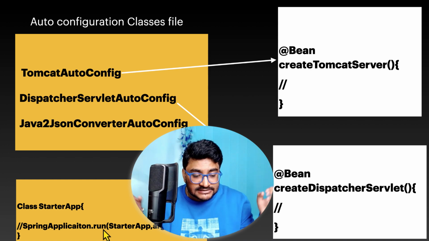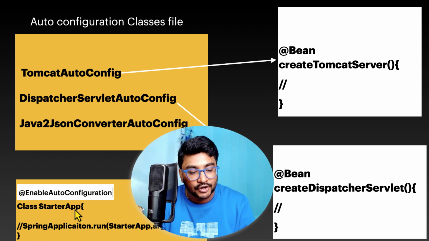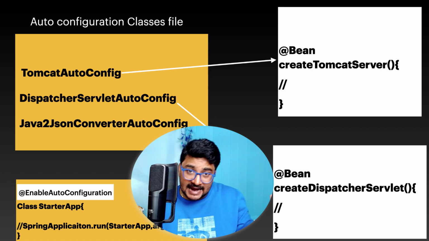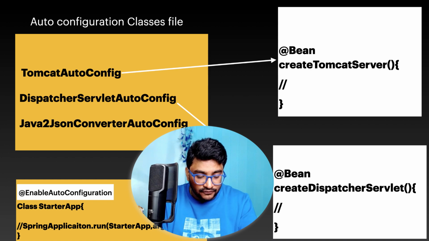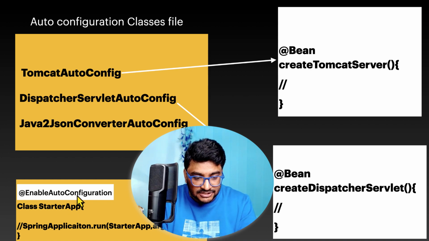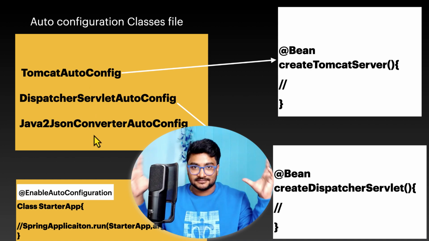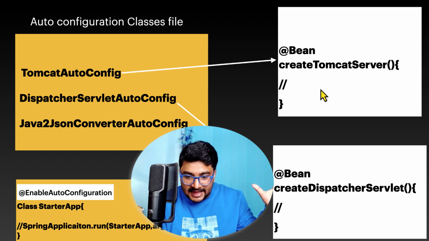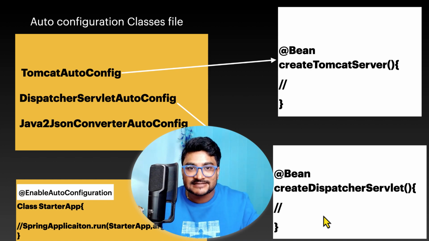And in our starter app, we are using this annotation called enable auto configuration, or you may write the Spring Boot application annotation, and Spring Boot application internally consists of enable auto configuration. So whenever you are writing enable auto configuration, in this file, all these auto configuration classes will be triggered, right? They will be activated, and all these beans will be created. That's how all this auto configuration magic is happening, and I as a developer don't have to do all these things by myself.